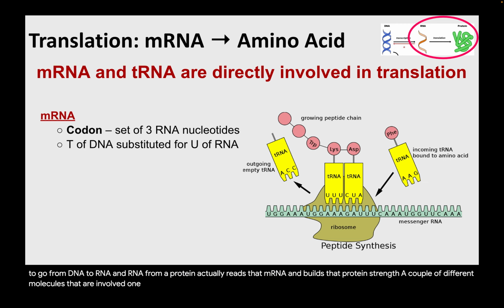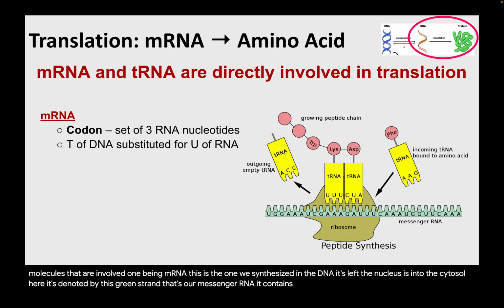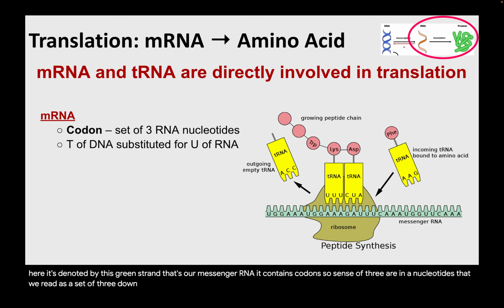One being mRNA. This is the one we synthesized from the DNA. It's left the nucleus into the cytosol here. It's denoted by this green strand. That's our messenger RNA. It contains codons, so sets of 3 RNA nucleotides that we read as a set of 3 down the line. So mRNA we're already familiar with.